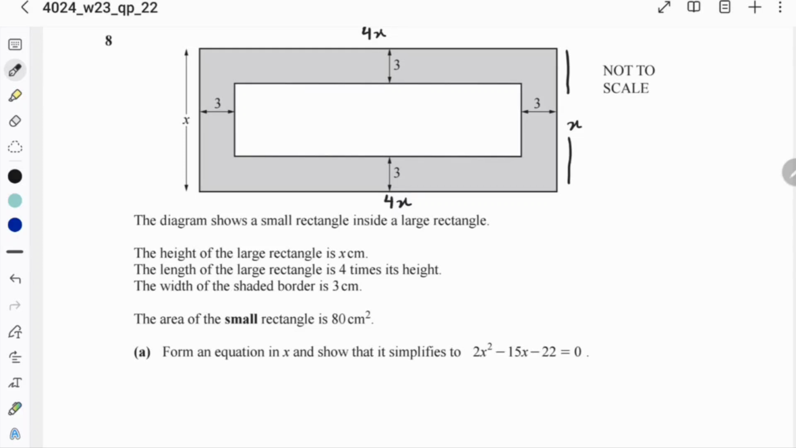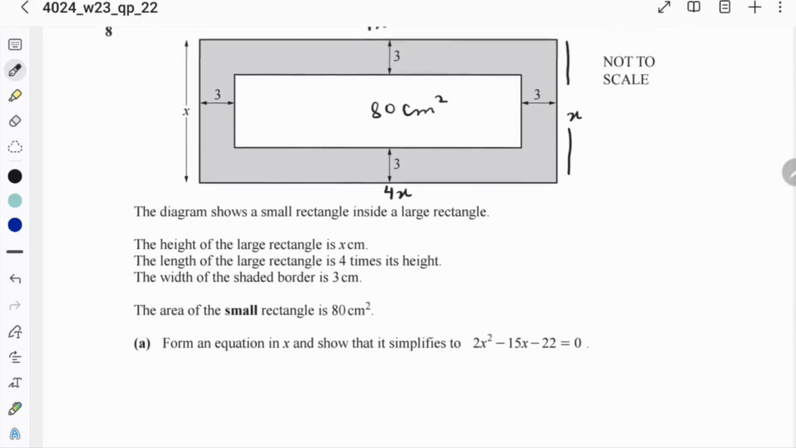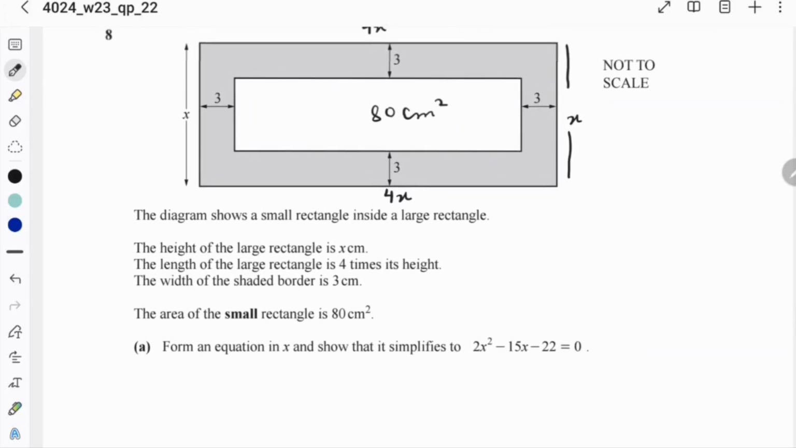Now form an equation. The area of the small rectangle, the white one which is unshaded, is 80 square centimeters. Now we have to form an equation in x and show that it simplifies to 2x square minus 15x minus 22 equals 0. So the area of the smaller rectangle is given as 80. So what are the length and width?